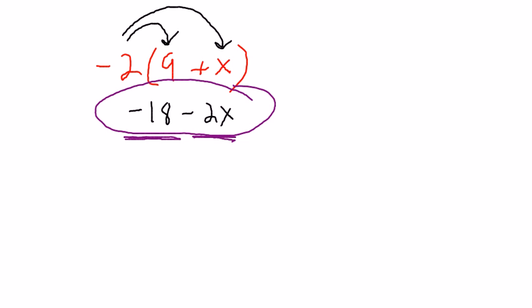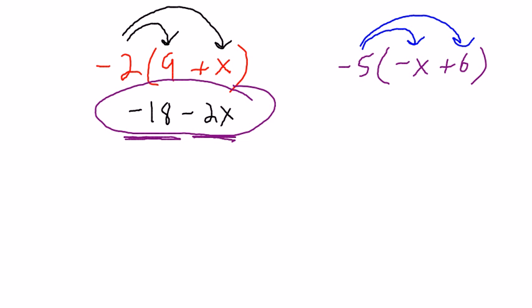Okay, let's try one more. Negative 5 times negative x plus 6. Okay. In this case, we are distributing negative 5 to negative x and to positive 6. Negative 5 times negative x gives me positive 5x. Negative 5 times positive 6 gives me negative 30. Once again, we will ask ourselves, are there any like terms? There are not, so 5x minus 30 is our simplified expression.